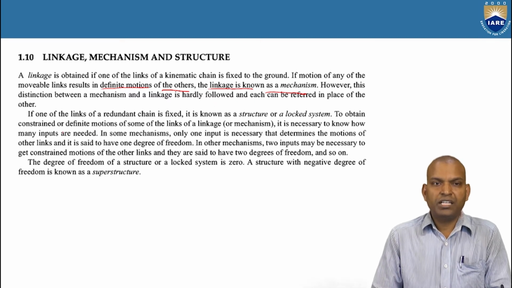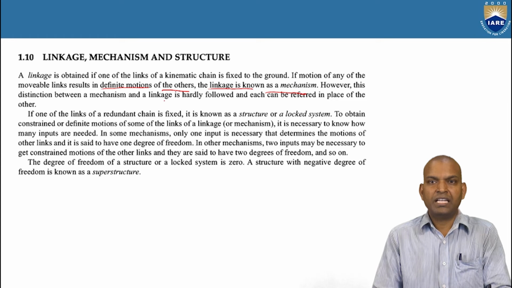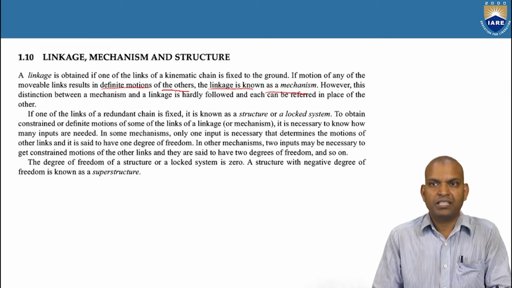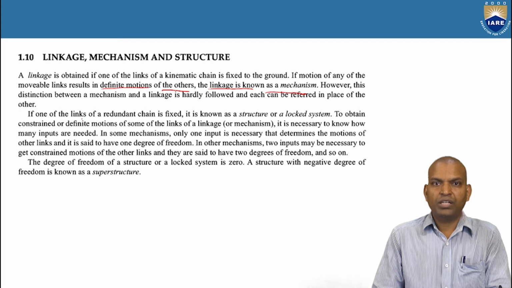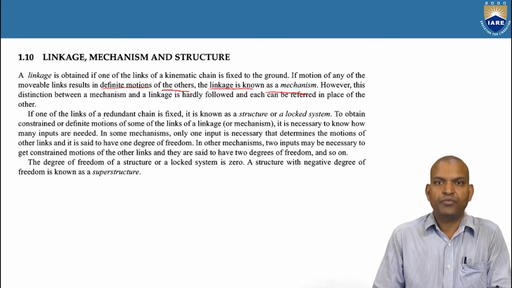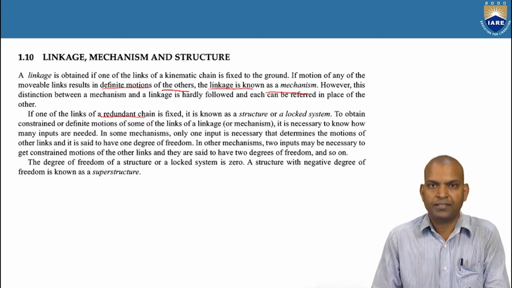The distinction between a mechanism and a linkage is hardly noticeable; we can see it in the following. If one of the links of a redundant chain is fixed, it is known as a structure or locked system.